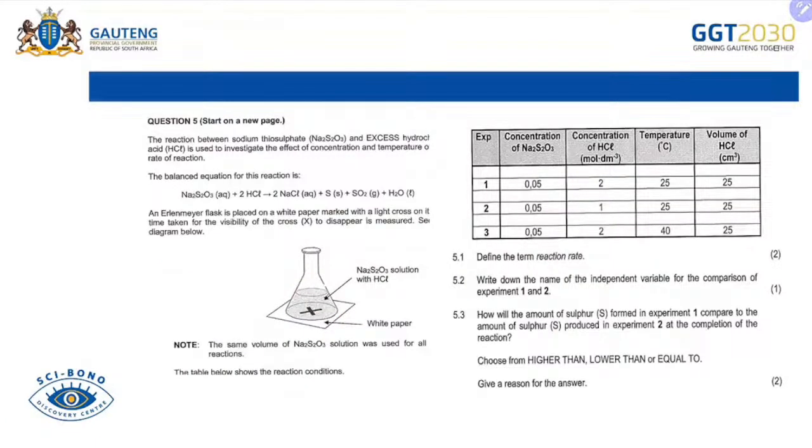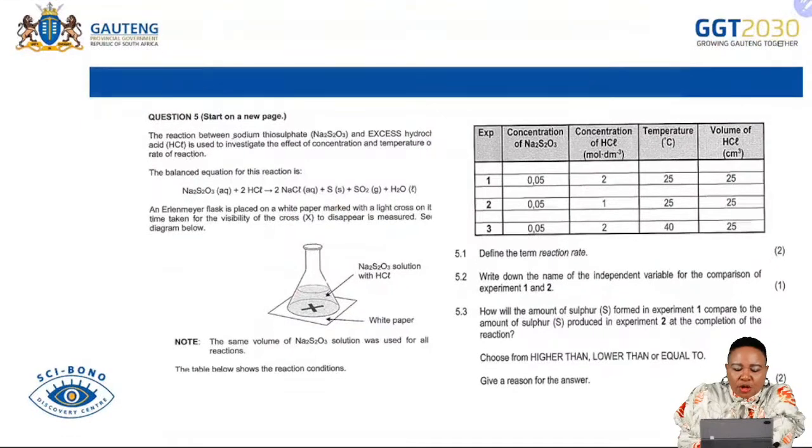Then let's look at our long question again. Here they are saying the reaction between sodium thiosulfate, with the molecular formula given, and excess hydrochloric acid is used to investigate the effect of concentration and temperature on the rate of reaction.